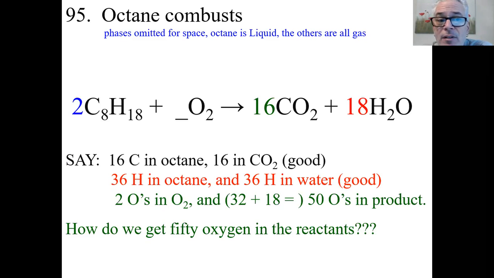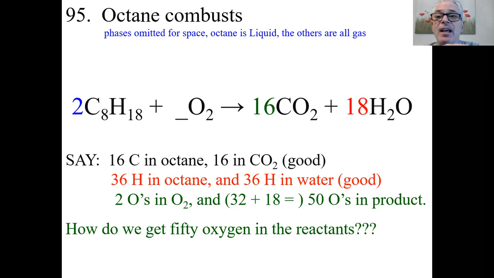We have 16 carbons in carbon dioxide. We have 36 hydrogens in octane. Now we have 36 hydrogens in the water. We always start with 2 oxygens in the front. How many oxygens in the product? We have 16 times 2, which is 32 oxygens in carbon dioxide. And we also have 18 more oxygens in water. 32 and 18 is 50 oxygens. That's the biggest number we've seen. 50 oxygens.